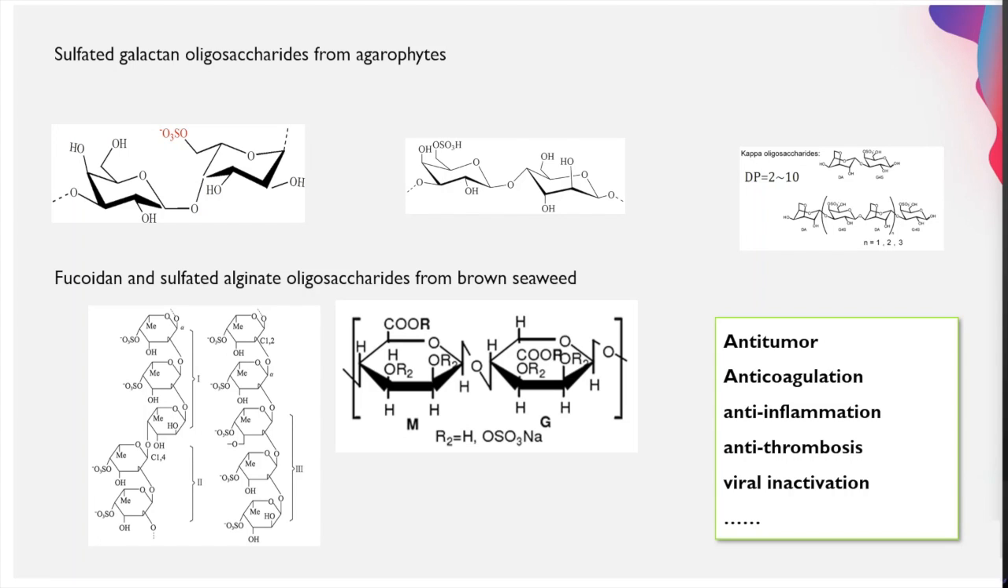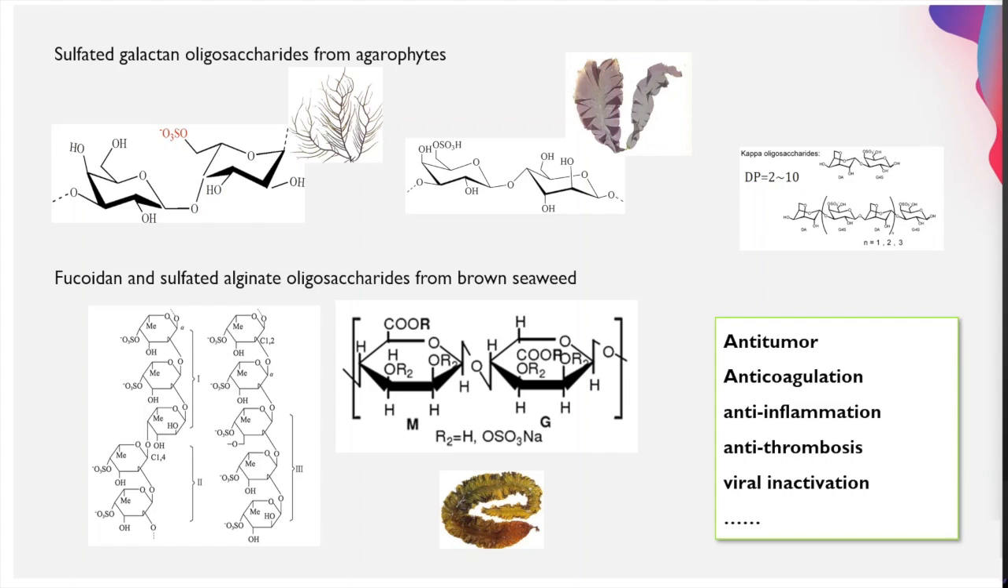Various sulfated oligosaccharides possess significant potential for biomedical and physiological applications. For example, the sulfated galactan oligosaccharides from agarophytes such as Gracilaria and Porphyra, and the fucoidan and sulfated alginate oligosaccharides from brown seaweeds such as Saccharina and Sargassum. So carrageenan, because it is full of sulfate groups, is a very important sulfated oligosaccharide. So it has also drawn considerable research interest during these years. All these sulfated oligosaccharides have activities including anti-tumor, anticoagulation, anti-inflammation, anti-thrombosis, and viral inactivation.